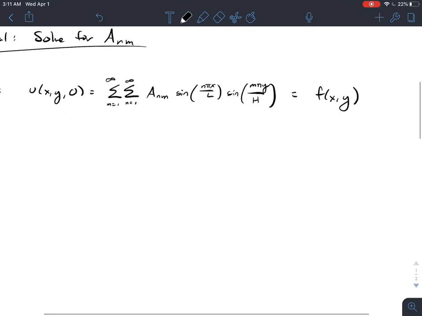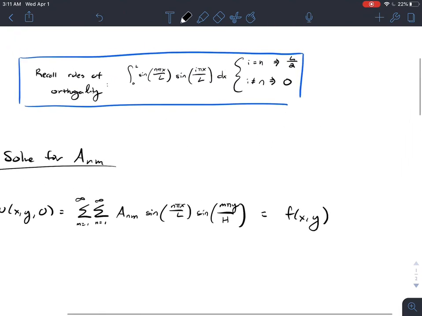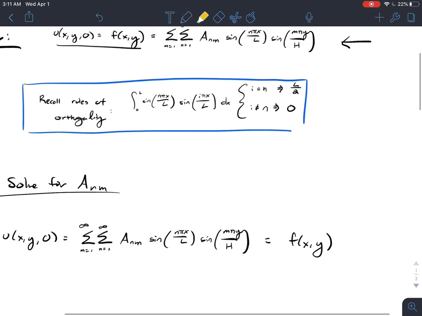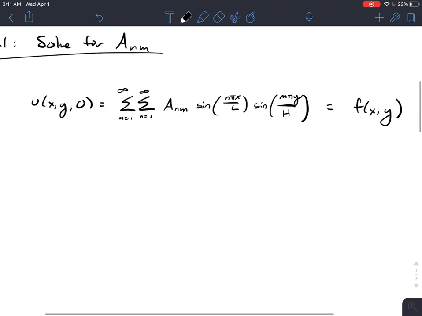Okay, so in thinking of orthogonality, we want to multiply by some function. We want to multiply by sine of I pi x over L, and then any term where I does not equal n goes to 0. Alright, so this is the basic thinking of orthogonality.